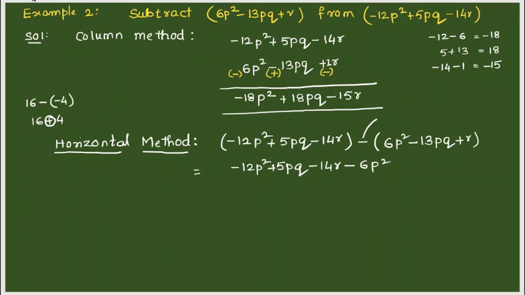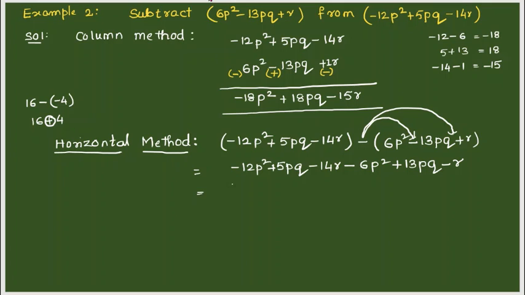Similarly, minus into minus is plus, plus 13p cube. Here you can observe the symbol changed, plus 13p cube. Again, minus into plus, minus r. Here you can observe minus r is there now. That means when you multiply by minus, automatically the symbols will be changed. Now what you need to do? As I told, like terms you have to regroup.